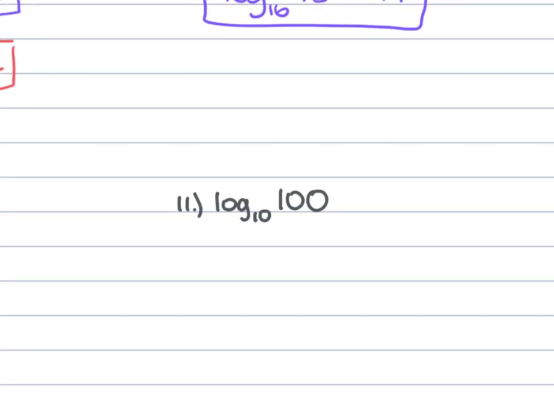For 11, we have log 10 of 100. So 10 to what power is 100? How many zeros does the 100 have? 2. So that's 10 to the 2nd power. So 2 is our answer.